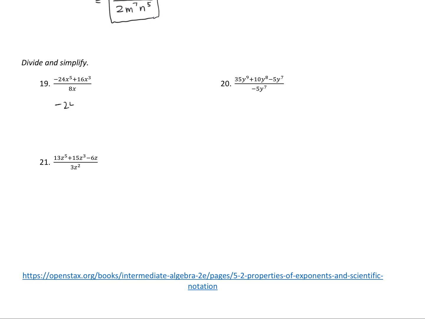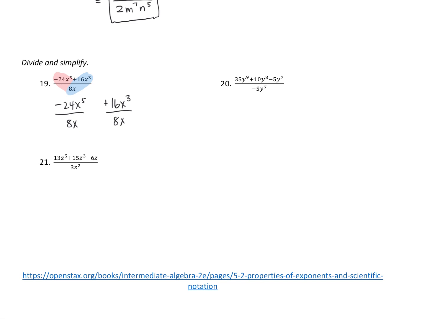So we have negative 24x to the 5th as the first term, and I want to divide that by 8x. And then I have plus 16x cubed, and I want to divide that by 8x. So I'm dividing each term. So the first fraction is from this. That's my first fraction. The second fraction is this. So I'm making each term in the numerator, and I'm dividing it by the denominator. And then I'm going to reduce each fraction separately.